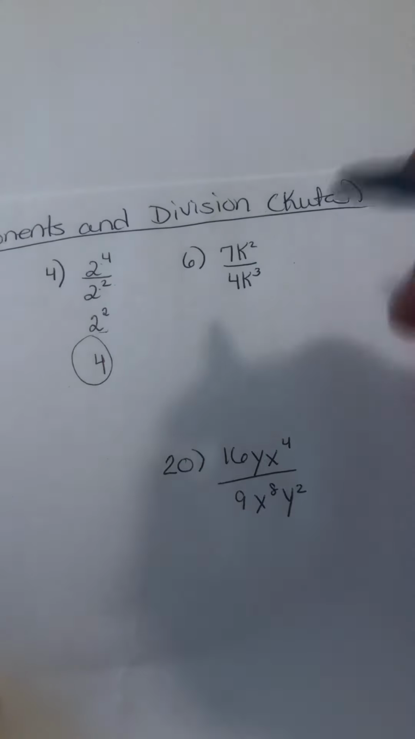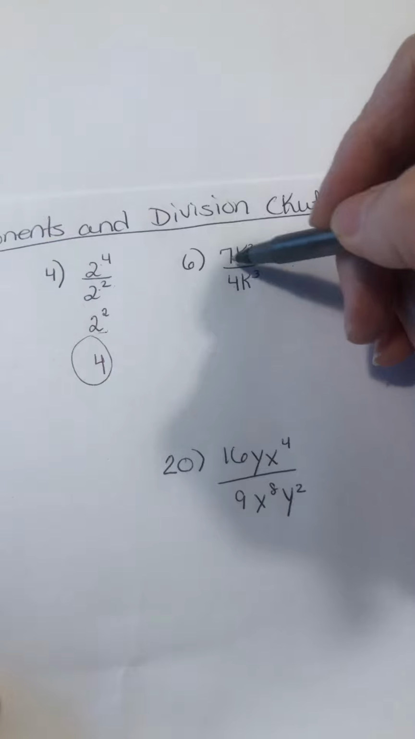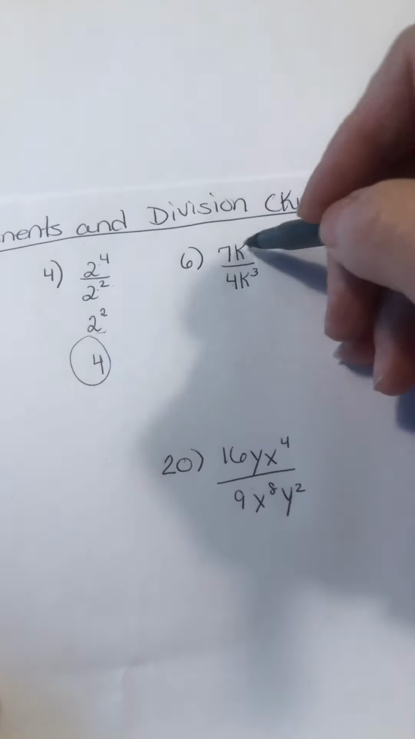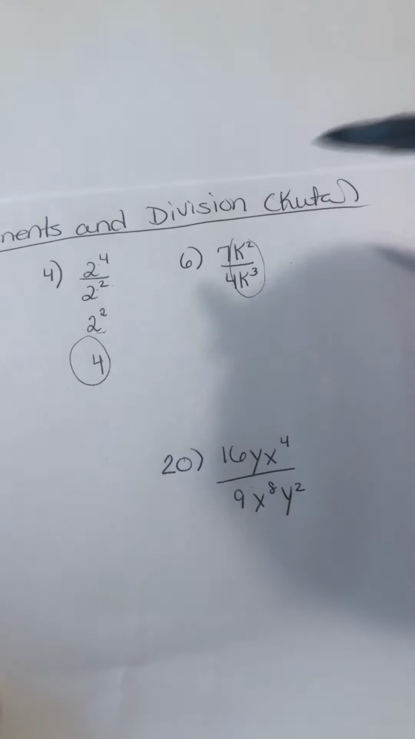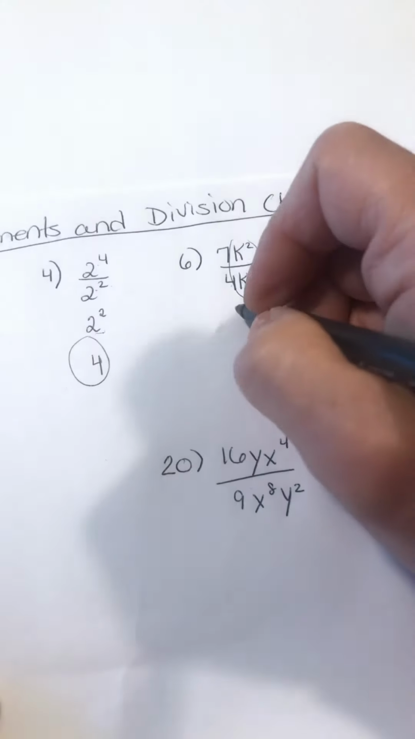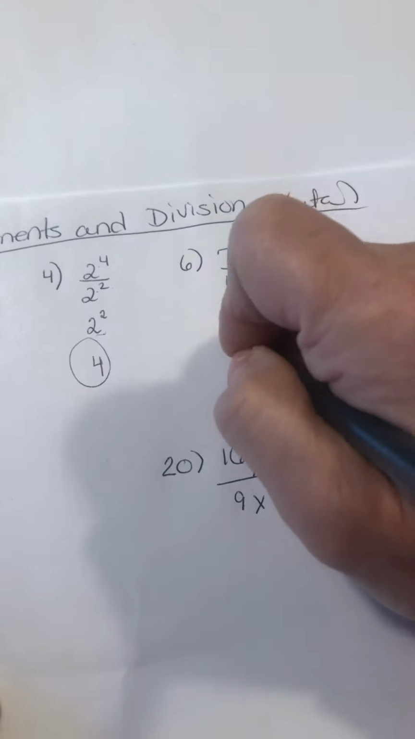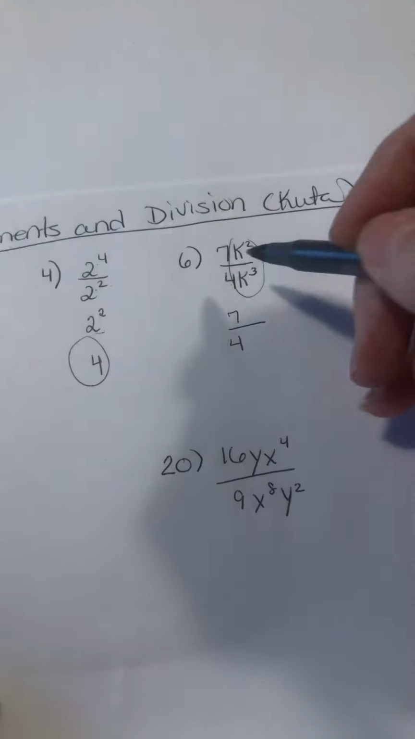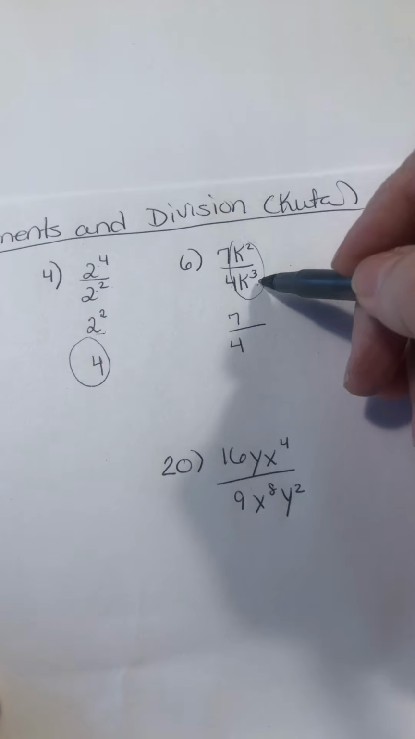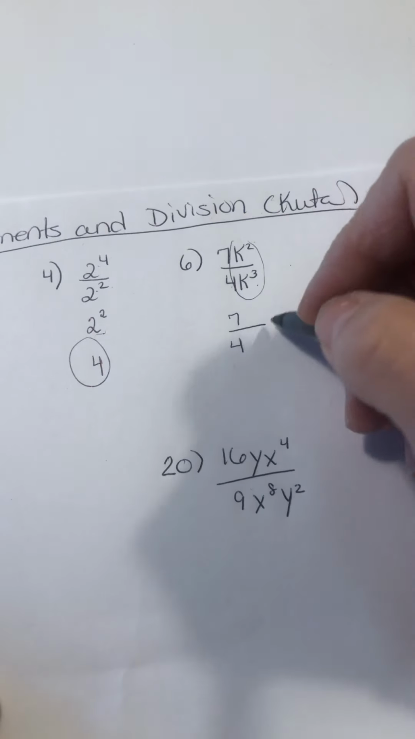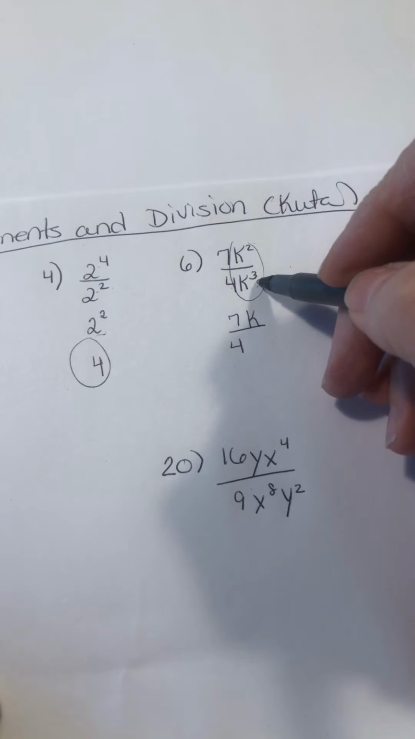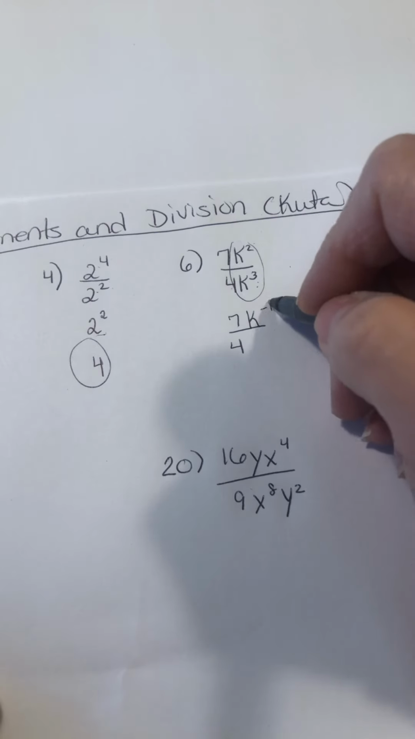Onward to number 6. 7 over 4 I cannot simplify. However, I can work with k squared over k cubed. So I'm going to write my fraction bar and put my 7 and my 4 in. Now k squared over k cubed, I'm going to keep the base and subtract the exponent. So 2 minus 3 is a negative 1.